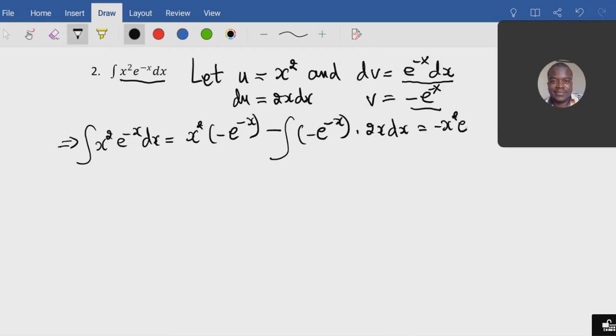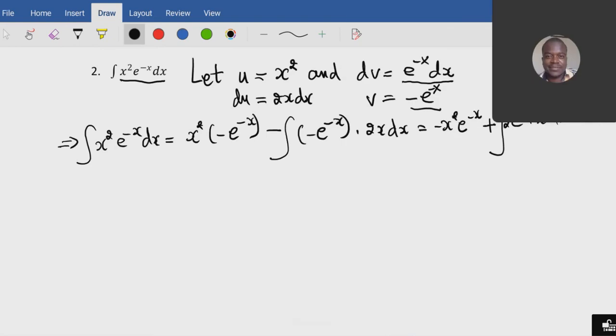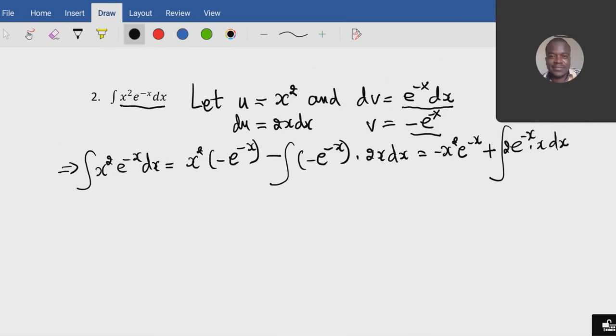Which is equal to negative x squared times e to the negative x, minus minus, so it's going to be plus, the integral of e to the negative x times 2 times x dx. As you can see, we have the same form as the original integral, so we have to use integration by parts again.